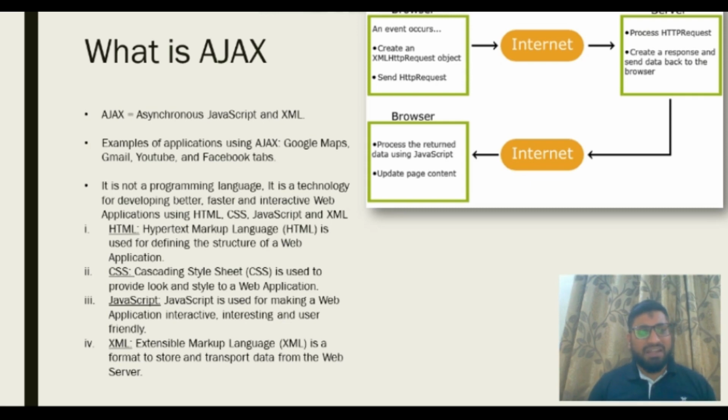It is not a programming language, it is a technology for developing better, faster and interactive web applications using HTML, CSS, JavaScript and XML. HTML is hypertext markup language, which is used for defining the structure of a web application. CSS is cascading style sheet, used to provide look and style to a web application. JavaScript is used for making a web application interactive, interesting and user friendly.